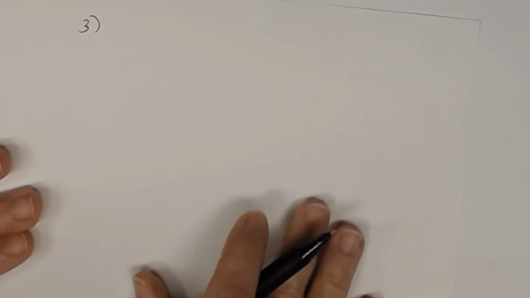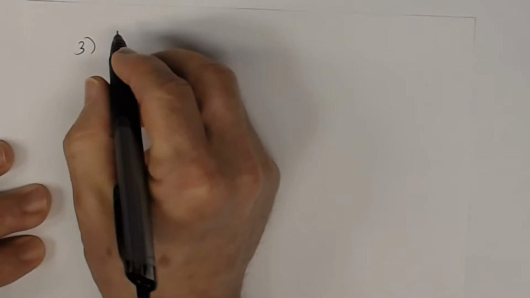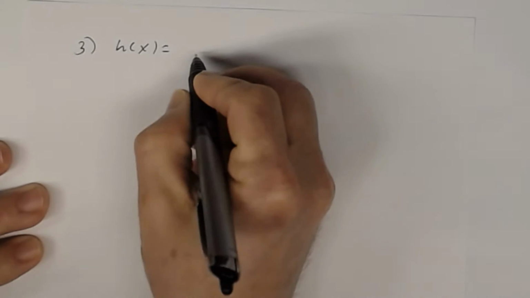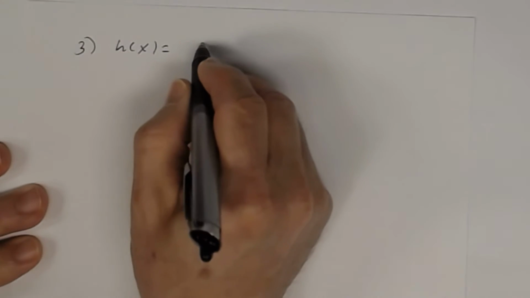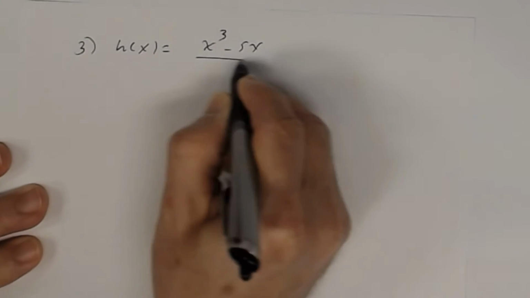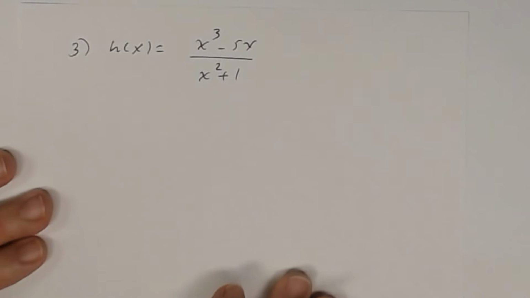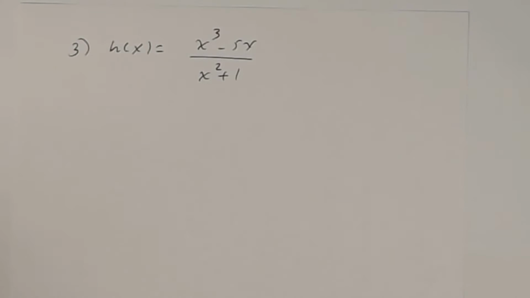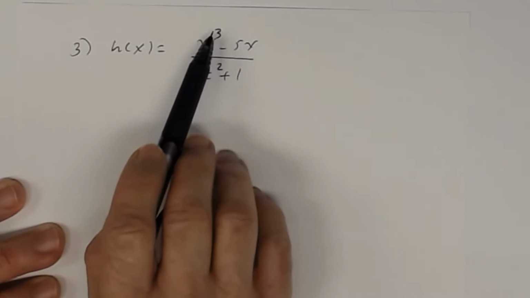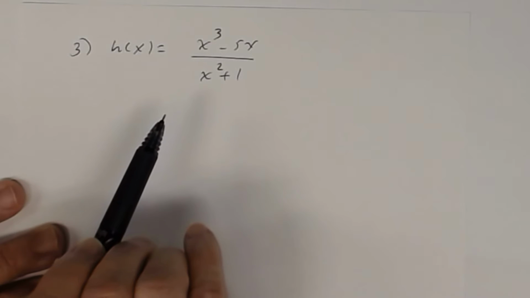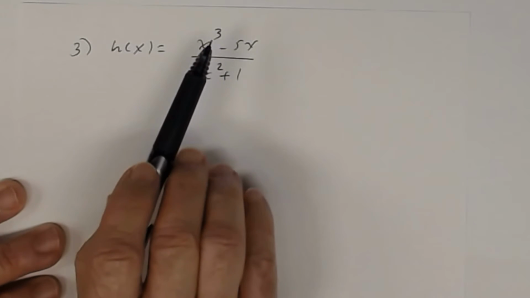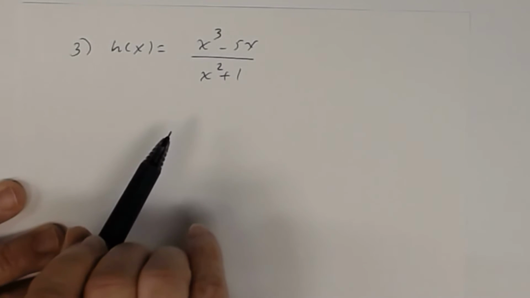Number 3, we have h of x is equal to x cubed minus 5x divided by x squared plus 1. So notice you're going to have an oblique asymptote here. The degree of the numerator is 3. The degree of the denominator is 2. And 3 is 1 more than 2. So you have an oblique asymptote.